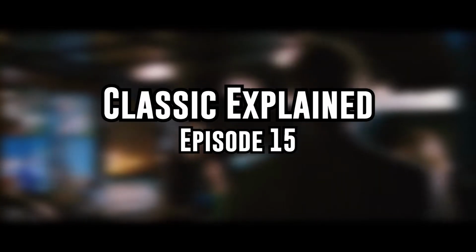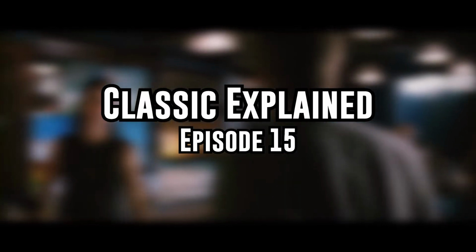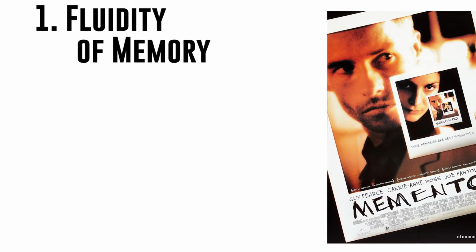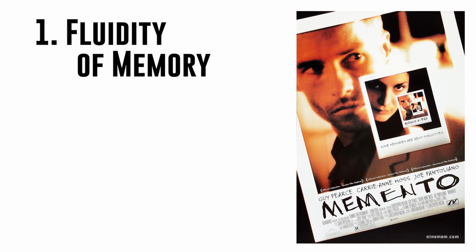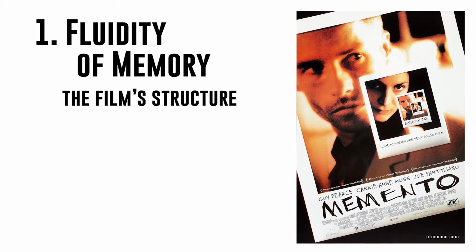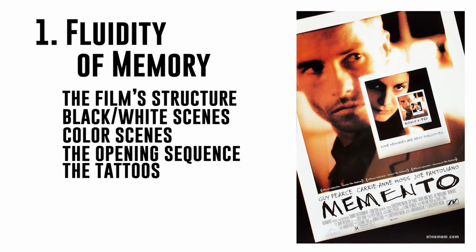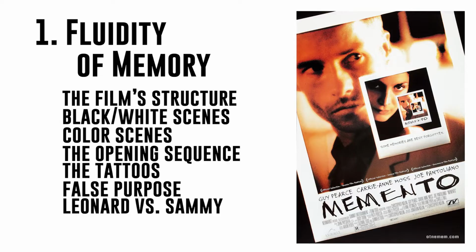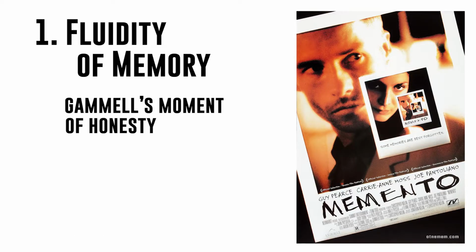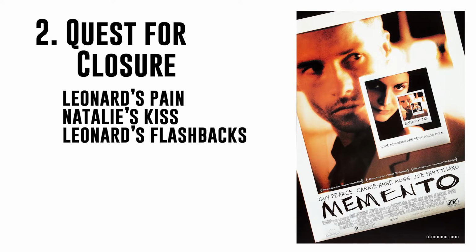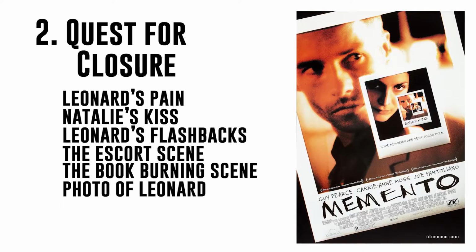So welcome to Classic Explained, episode 15, Memento, part 2, analysis. To break this movie down, we're going to use 2 themes. 1, fluidity of memory, where we'll discuss the film structure, the black and white scenes, the color scenes, the opening reverse sequence, the tattoos, Leonard's false purpose, Leonard versus Sammy, Jimmy's death, and Gamel's moment of honesty. 2, quest for closure, where we'll discuss Leonard's unhealable pain, Natalie's kiss, Leonard's flashbacks of his wife, the escort scene, the book burning scene, and the photo of Leonard pointing to his chest, and much more.